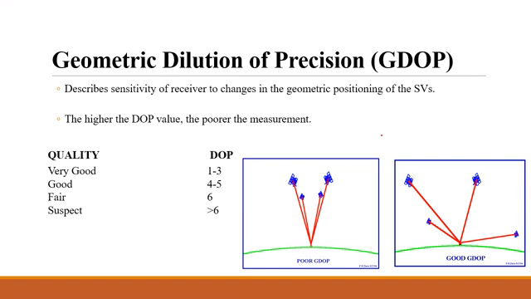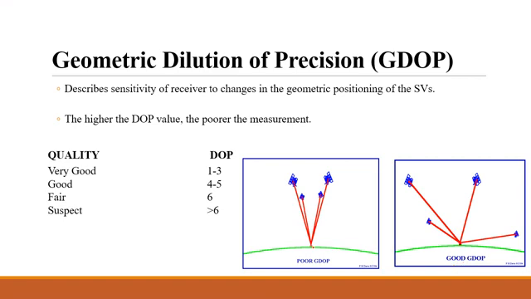The second error, that is known as geometric dilution of precision, occurs due to the movement or the position of the satellites. It describes the sensitivity of receivers to changing the geometric position of the satellite, because the higher the dilution of precision value, the poorer the measurement. For example, these are two figures. This one has a poor geometric dilution of precision, and this one has a good geometric dilution of precision.